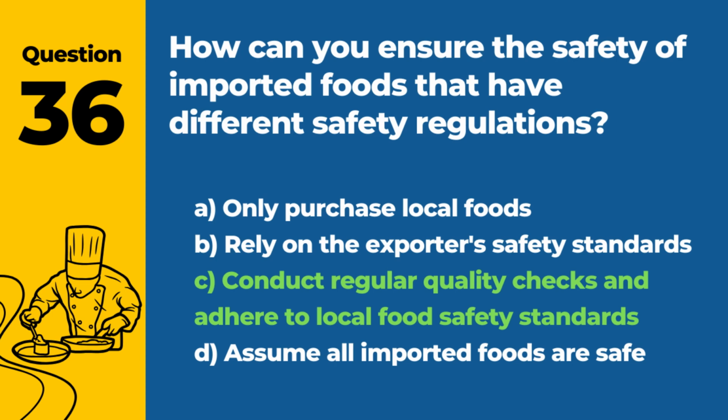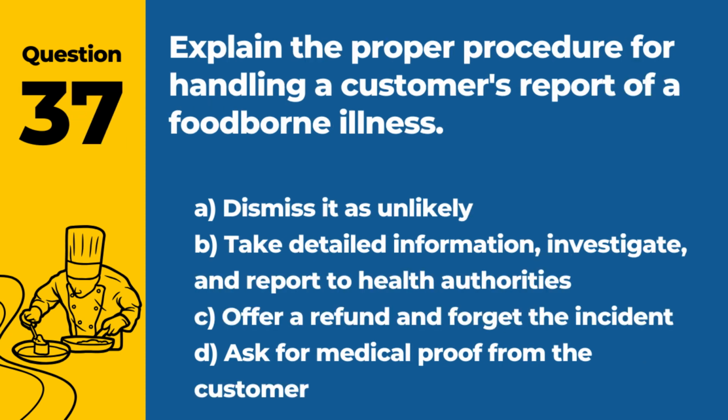Ensuring the safety of imported foods involves conducting regular quality checks to ensure they meet local food safety standards, despite having different safety regulations in their country of origin. Question 37. Explain the proper procedure for handling a customer's report of a foodborne illness. A. Dismiss it as unlikely. B. Take detailed information, investigate, and report to health authorities. C. Offer a refund and forget the incident. D. Ask for medical proof from the customer.